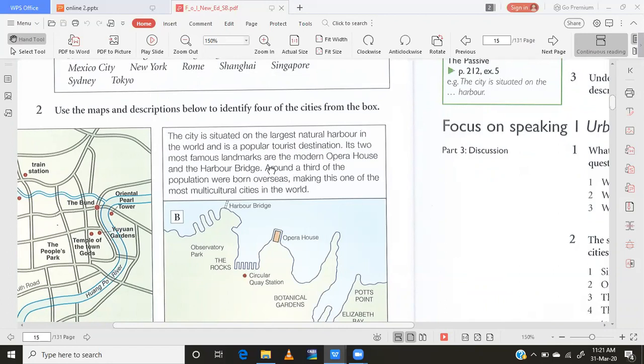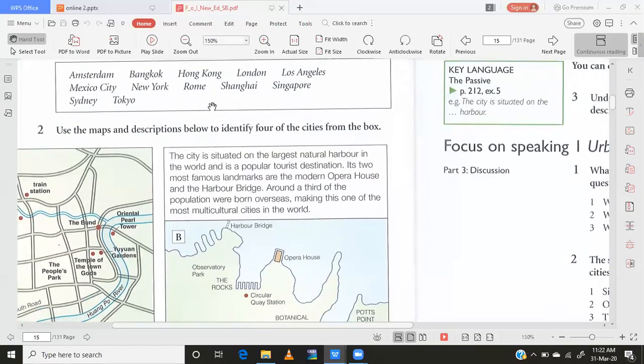Which city? Here let me give you a small hint. The city originally began life as a prison settlement. The Olympic Games were held there in 2000. It is what? Sydney, Australia. Okay.